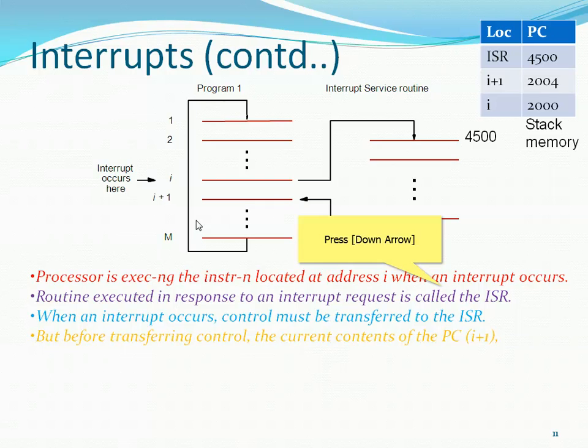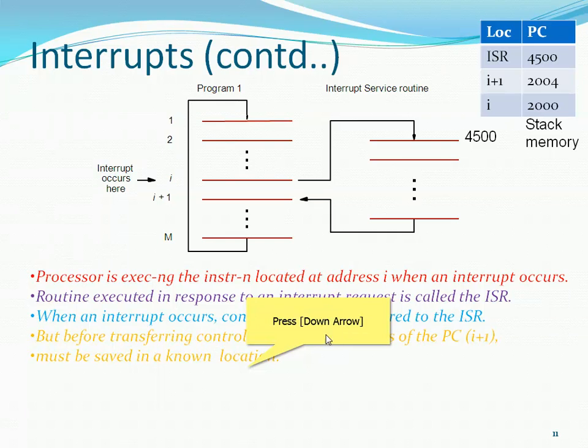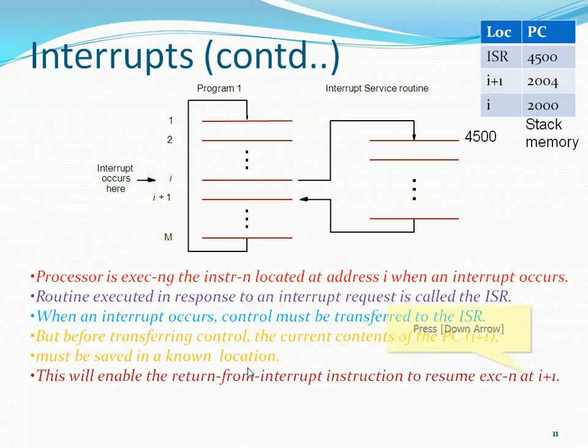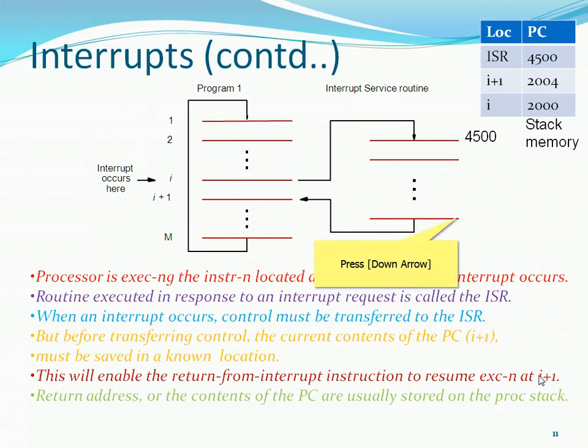So before transferring control, the current content of the PC, that is I plus 1, will be stored on the stack of the memory, on the top of the memory, right? So it must be saved in a known location, that is a stack memory. This will enable the return from interrupt instruction to resume the execution at I plus 1, right? So the return address, the content of the PC, is suitably stored on the processor stack, right? So when you go to the ISR, let us say the ISR address is 4500, for example.